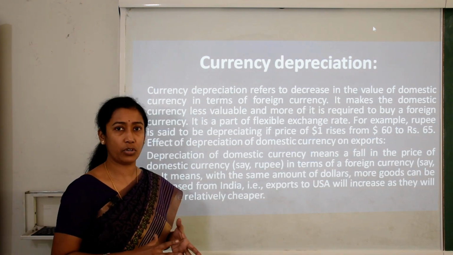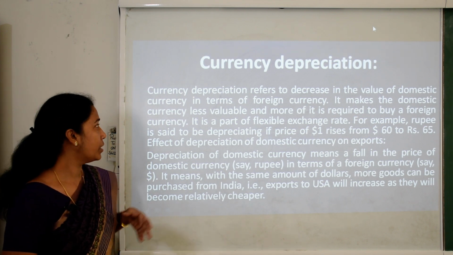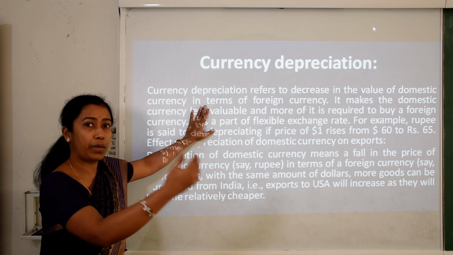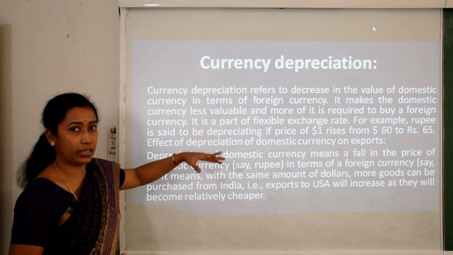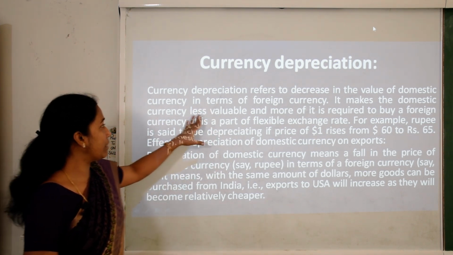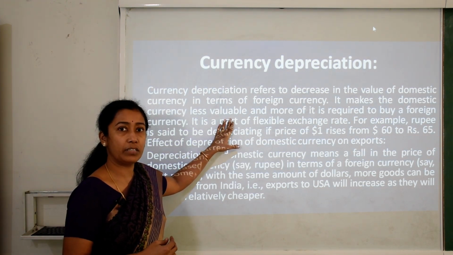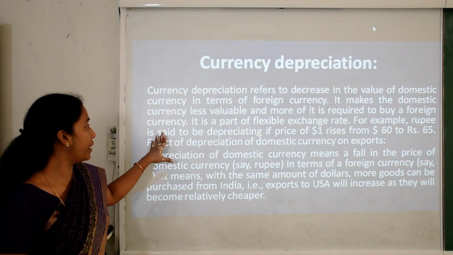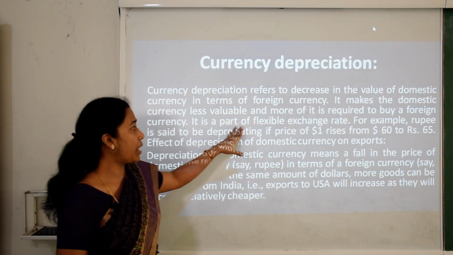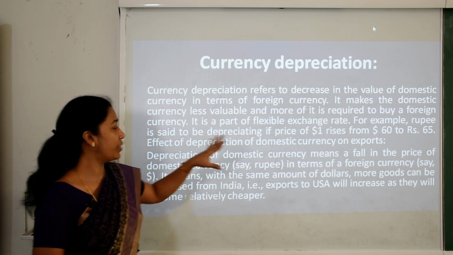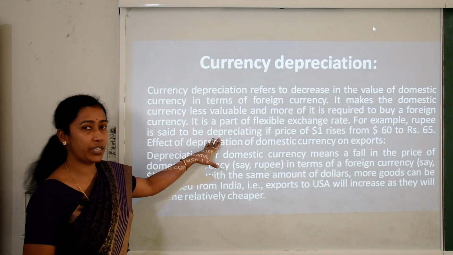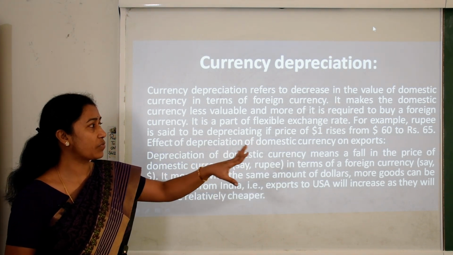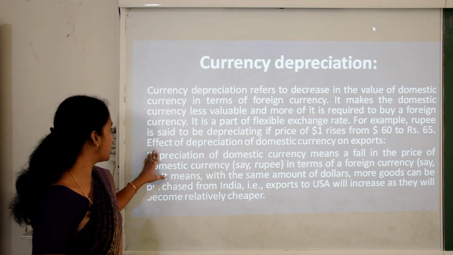Now the second, just the opposite, is currency depreciation, which refers to a decrease in the value of our domestic currency in comparison to foreign currency. It makes our domestic currency less valuable, and more of it is required to buy a foreign currency. It is also a part of the flexible exchange rate. For example, the rupee is said to be depreciating, that means the value of the rupee is decreasing, if the price of $1 rises from rupees 60 to rupees 65.